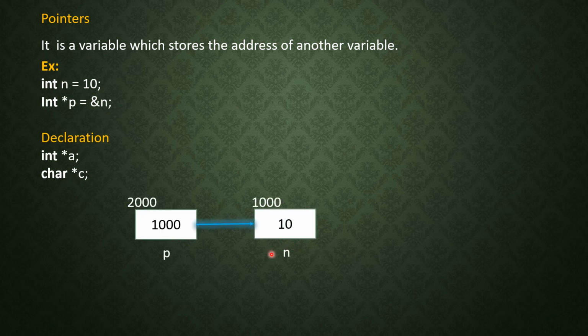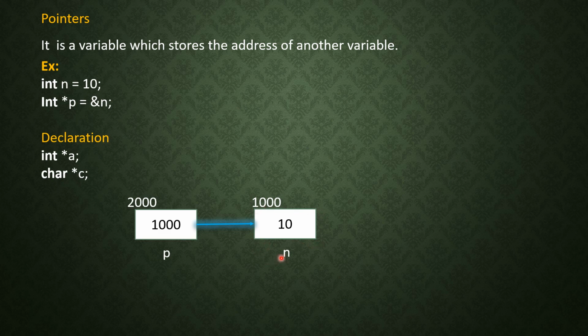See here. Now n is a variable which will reserve whatever size is required for an integer, and in that place you are going to store the value 10. This memory location address is 1000. Whatever addresses I have given here are considered by myself, just for showing the representation. You need not mention these addresses, as they will be given by the system itself. So this 1000 is the address of n.